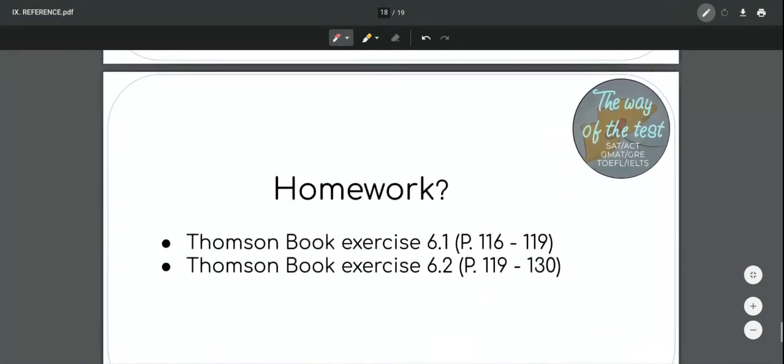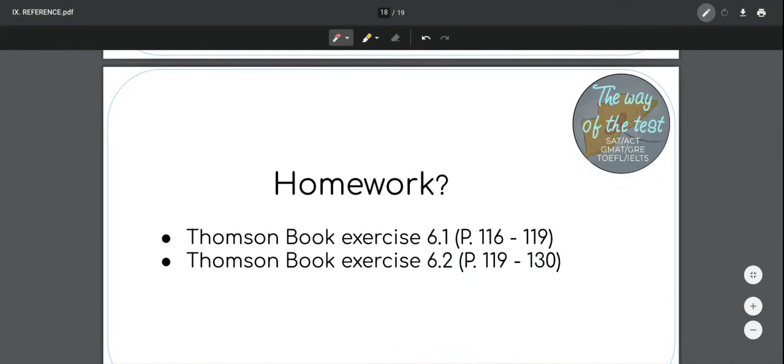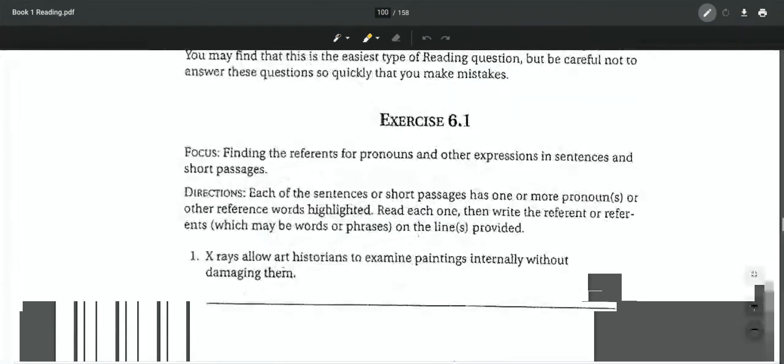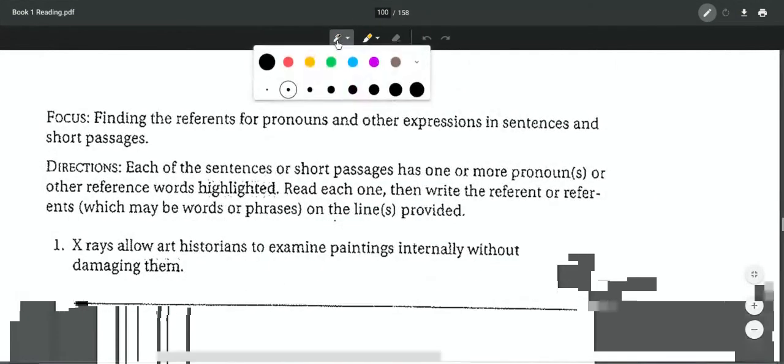Now I want you to practice some more. From the Thomson book, you're going to do exercise 6.1 and exercise 6.2. I told you, sometimes you don't do the point 1 exercises in the book. In this case, you will do them, because it has a very important exercise. So 6.1 will look like this.